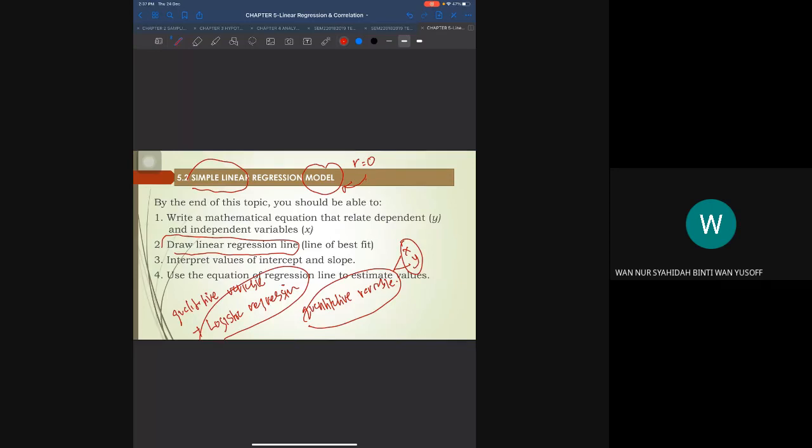So when we have a model, how do we interpret the parameters in it? Interpret the values, and then use the equation of the regression line to estimate the value. Once you have the equation or model, we can use it to estimate the value. Estimating the value here is what we call prediction. Prediction means we estimate the values given the values.